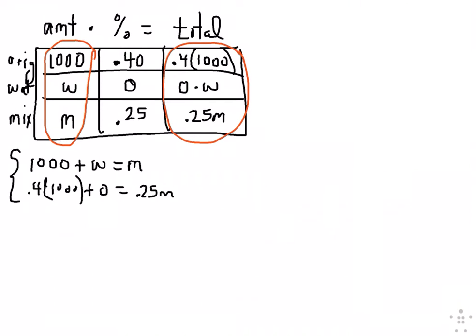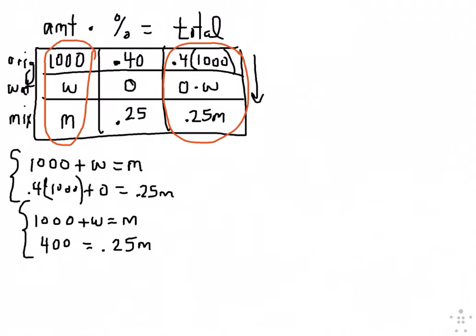And here is our system of equations. So we have 1,000 plus W equals m. And the next one, we have 0.4 times 1,000, that's 400, plus 0, this is the right column, I'm going down here, right, plus 0 equals 0.25 m. There's our two equations, right?